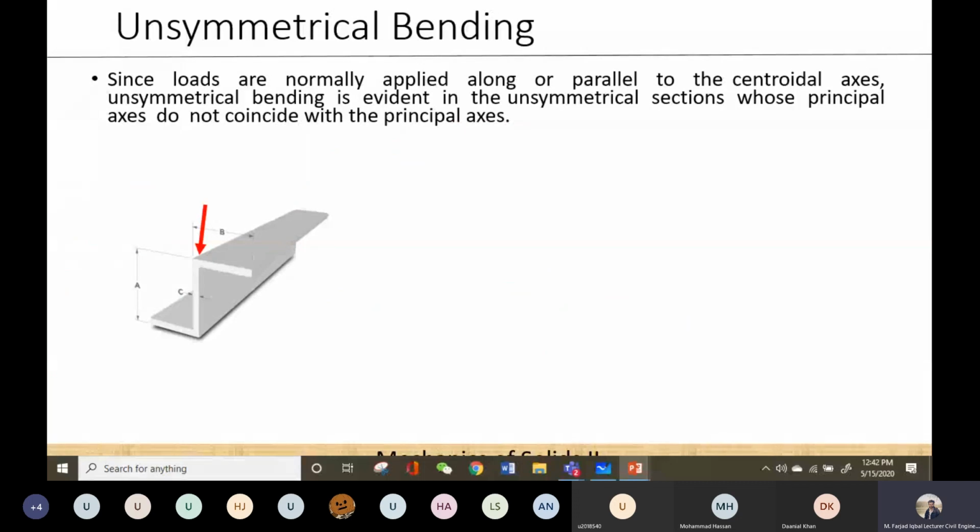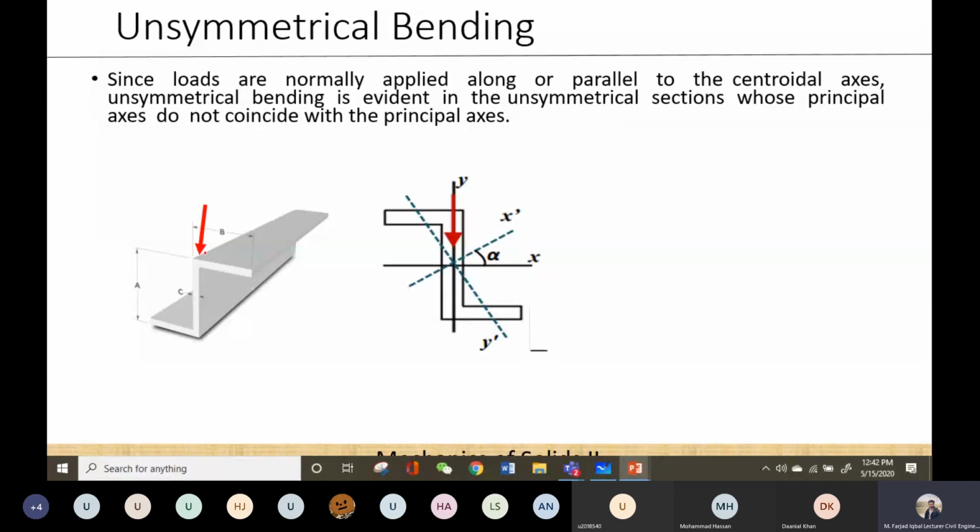So now look at this example. This is a Z section, and in this Z section, the load is being applied parallel to the centroidal axis. So due to this load, the bending that will take place will not be symmetrical, or I can say it will be an unsymmetrical bending. And now for this z-axis, as I have told you, there will be a principal plane or the principal axis which are at some inclination to this centroidal axis.